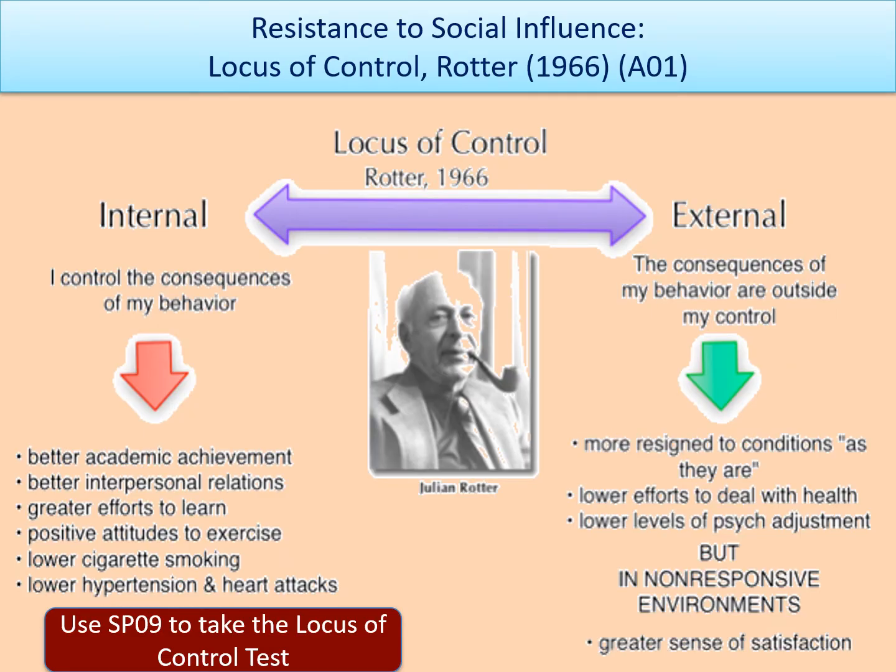Okay, so resistance to social influence. The first explanation, as I said, is social support, and that means that when you're in a particular situation, if you've got presence of allies, if you've got people on your side, you will not conform, you will not obey. The second explanation is about who you are as a person. It's about your personality. So some people have a personality which means that they are much more likely to resist social influence like obedience and conformity.